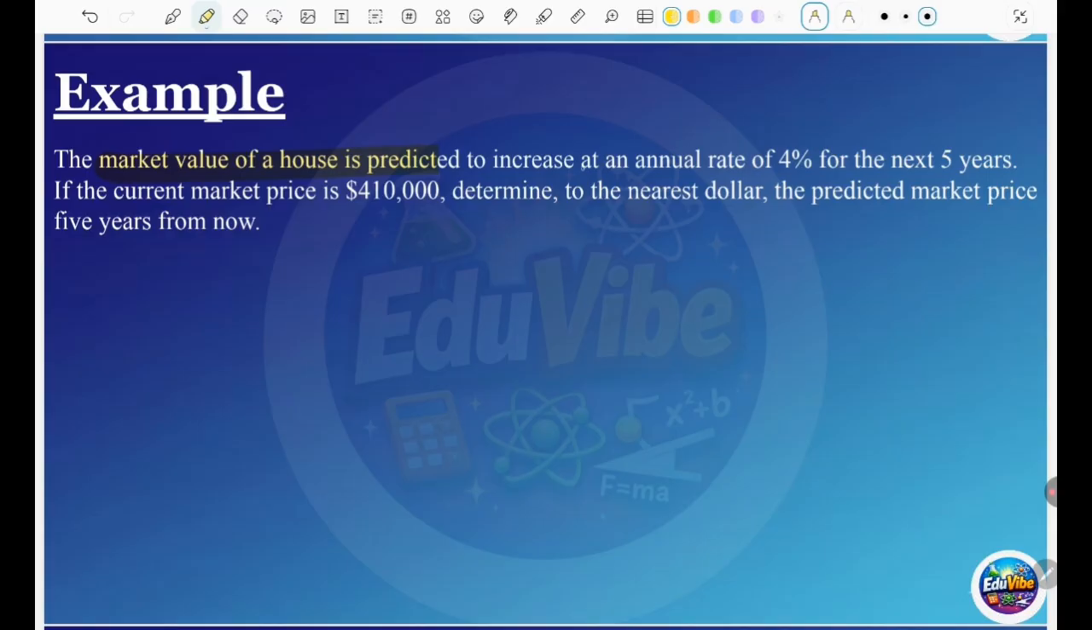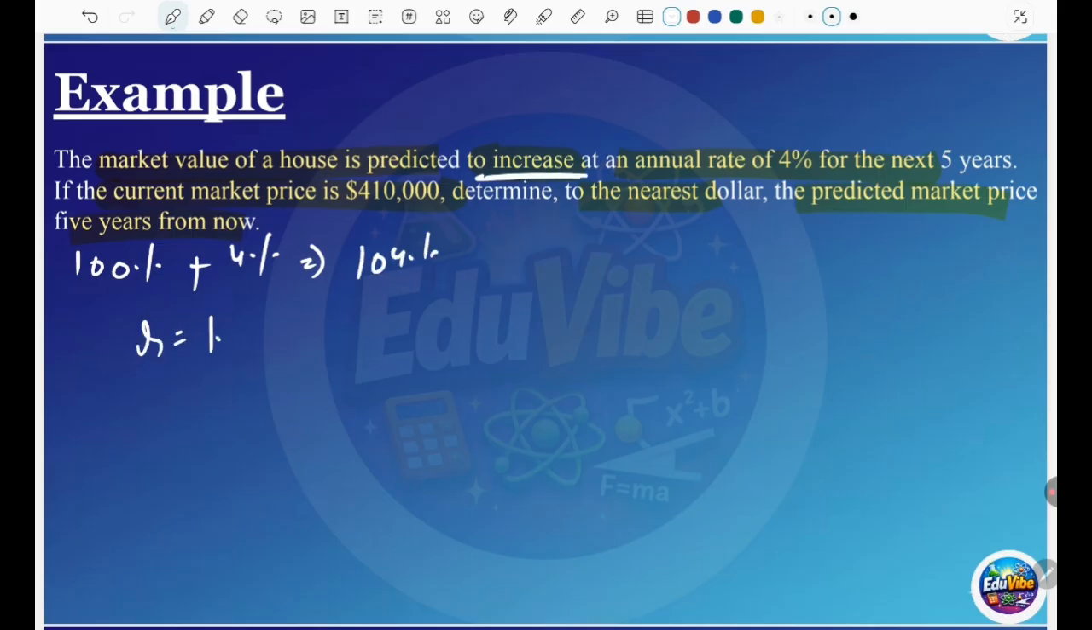The market value for a house is predicted to increase at an annual rate of 4% for the next 5 years. If the current market price is $410,000, determine to the nearest dollar the predicted market price 5 years from now. So this is an increase. You have to do the same thing: 100% plus 4%, because this is an increase. You get 104%, and for r, you divide this by 100, and you get 1.04.